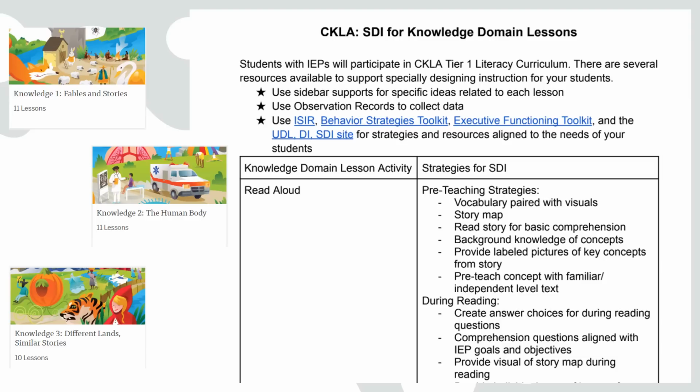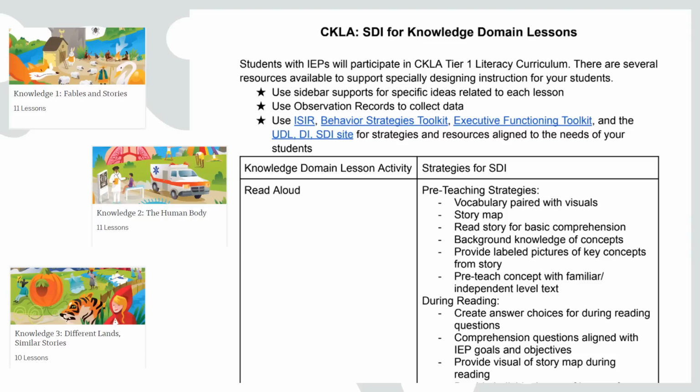There are several resources within the curriculum that can be used for SDI as well. This includes the sidebar supports and pausing point lessons. Additional resources to support SDI are linked at the top of the document. Let's explore this document in more detail.